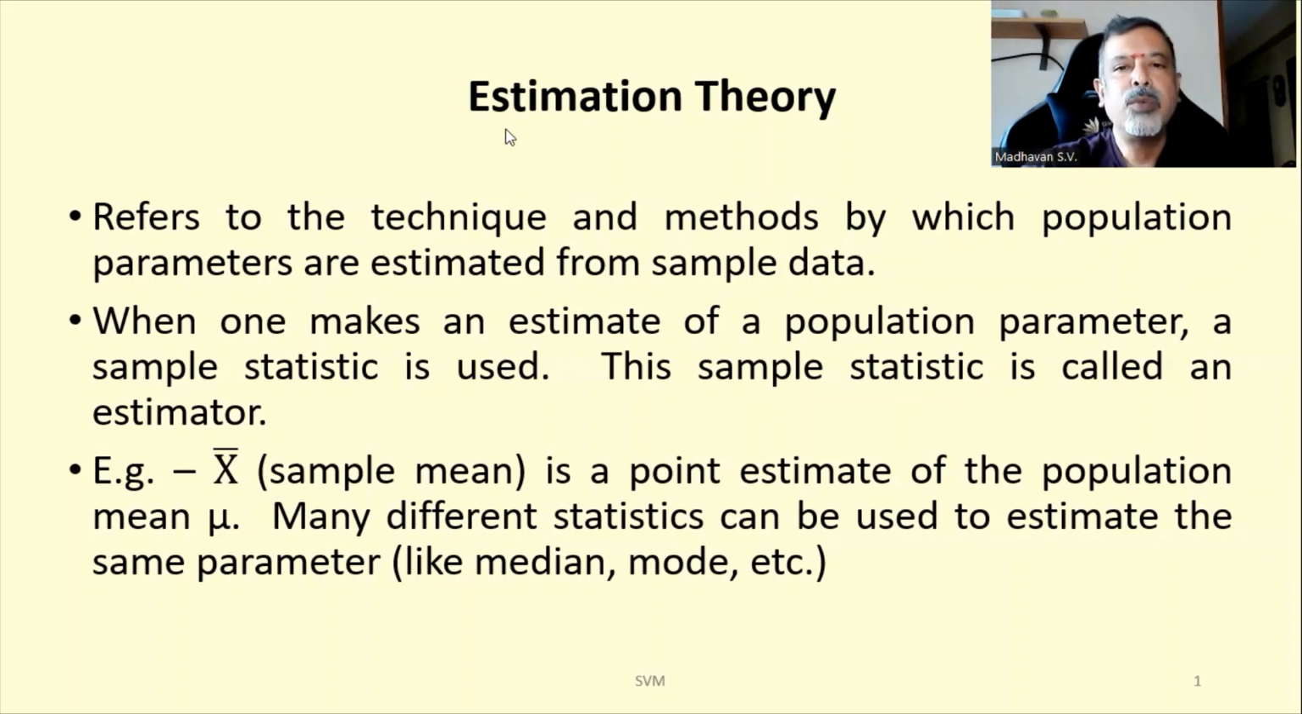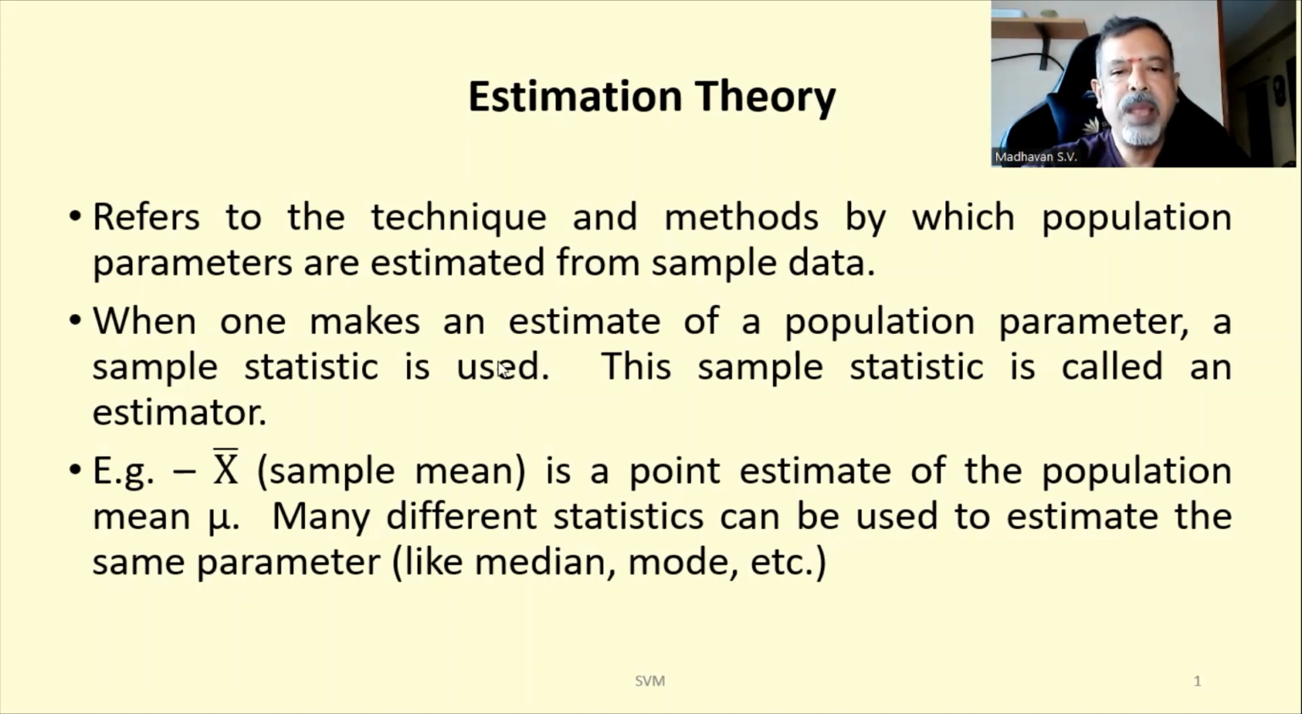So now let us move into estimation theory. It refers to the technique and methods by which population parameters are estimated from sample data. For example, I want to estimate the population mean. I will collect a random sample. From the sample, we will find out the average, which we call the sample mean, and that will become an estimate for the population mean we are looking for.